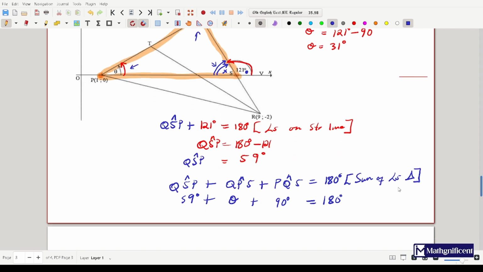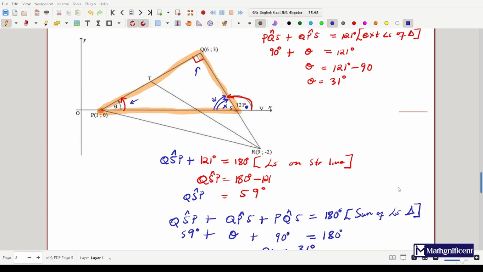So continuing here, we are going to make theta the subject of the formula, and on our calculators we are going to say 180 minus 90 minus 59, so that we get our answer here as 31 degrees, right? So that's what we are supposed to do here in order to get theta. We can see that we got the same answer using a different approach, right?